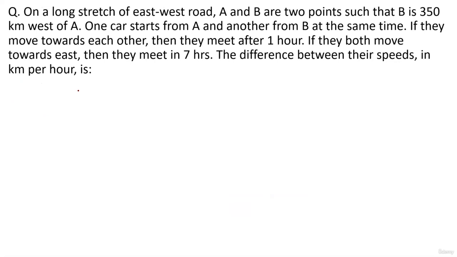On a long stretch of east-west road, A and B are 2 points such that B is 350 kilometers west of A. One car starts from A and another starts from B at the same time. If they move towards each other, then they meet after 1 hour. If they both move towards east, then they meet in 7 hours. The difference between their speeds in kilometers per hour is.